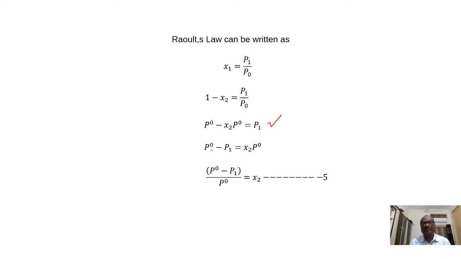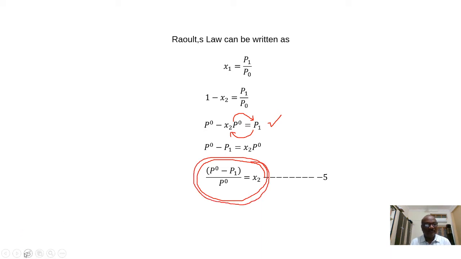Next, P naught minus P1. You are just exchanging the positions: suppose this is brought to the right side, whereas P1 is brought to the left side. So P naught minus P1 becomes equal to x2 P naught, or (P naught minus P1) by P naught is equal to x2. This is equation number 5, very important.